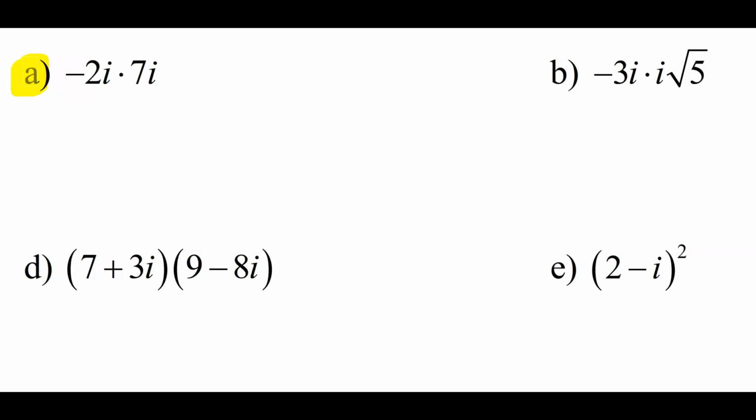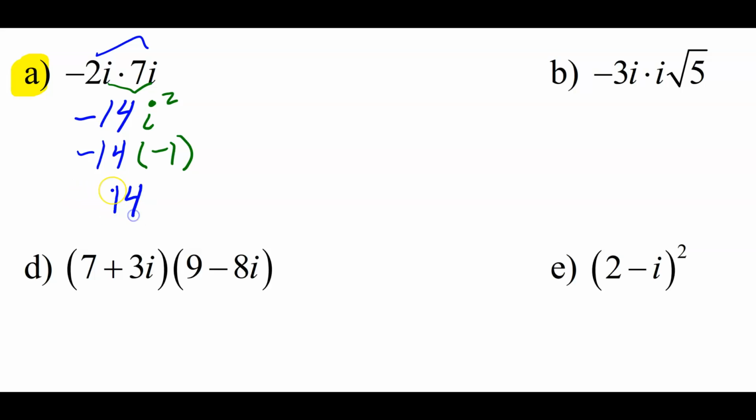So what do we do when we're multiplying values with i? You treat i, first of all, just like a variable. So if I'm looking at A, I multiply the numbers, -2 and 7, so -14, and I multiply the i's just like regular variables, and I get i squared. What I need to remember is that i squared is really -1. So this turns into -14, and then i squared becomes -1. So my final answer here is 14.